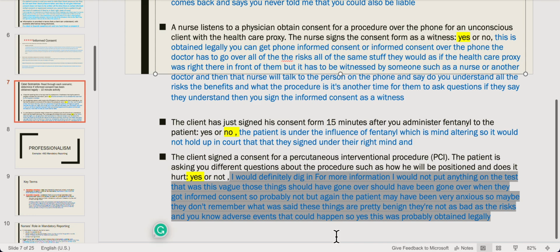The client signed a consent for a percutaneous coronary intervention, PCI. The patient is asking you different questions about the procedure, such as how he will be positioned and does it hurt. Yes, I would definitely dig in for more information. I would not put anything on the test that was this vague. Those things should have been gone over when they got informed consent. So probably not, but again, the patient may have been very anxious, so maybe they don't remember what was said. These things are pretty benign. They're not as bad as the risks and adverse events that could happen. So, yes, this was probably obtained legally.